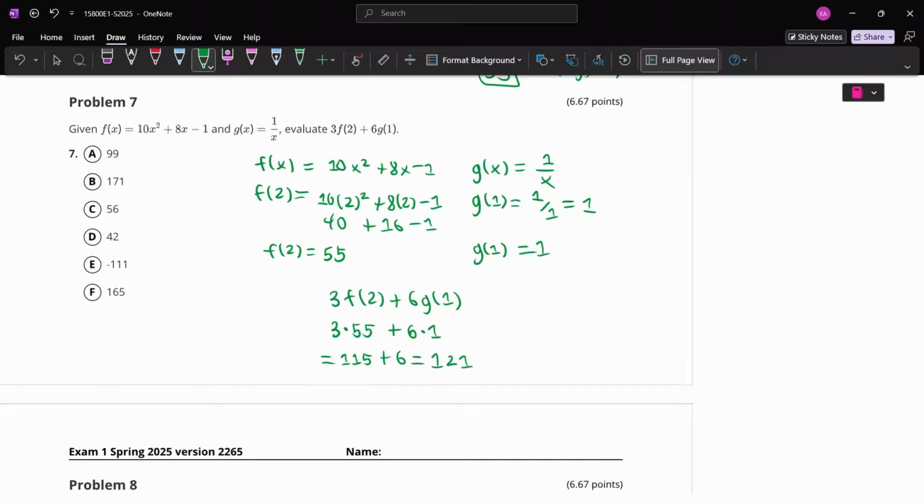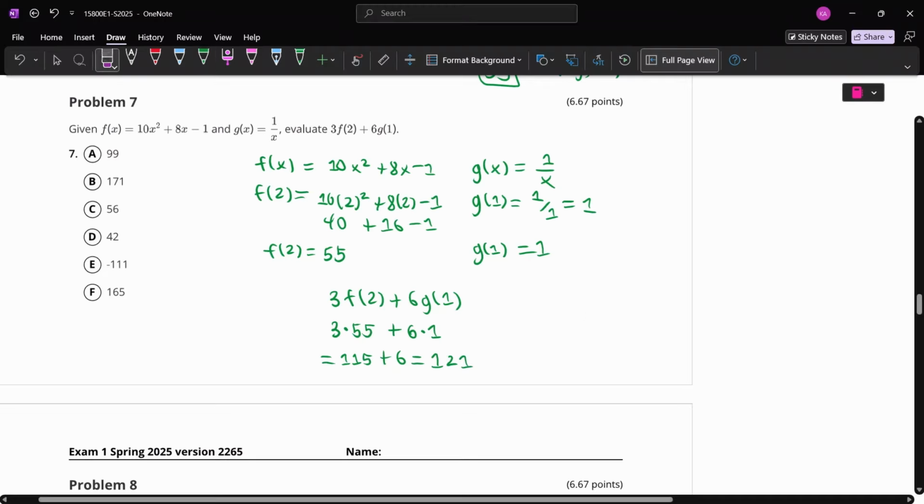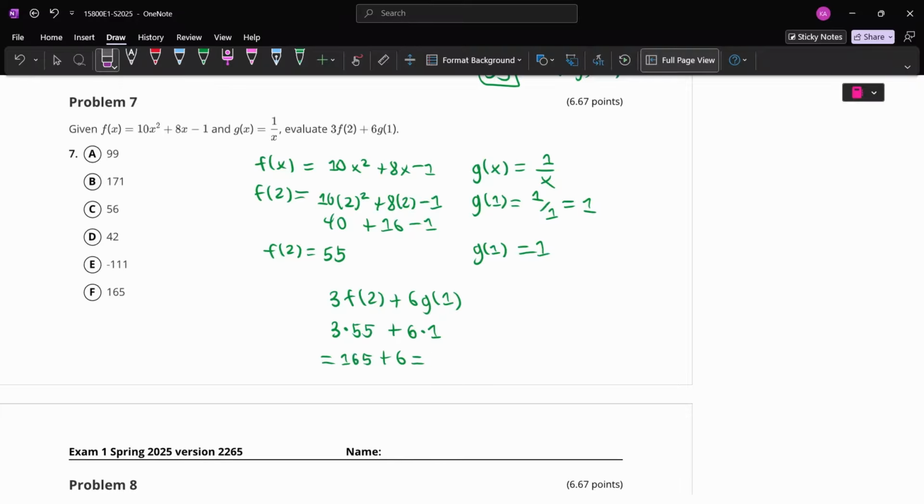I think I made a mistake here. Give me a second. Oh, yeah, I see my mistake. No, this isn't supposed to be 115. This is supposed to be 165. See, yeah, I did forget how to do multiplication. My bad. So this should simplify to 171.